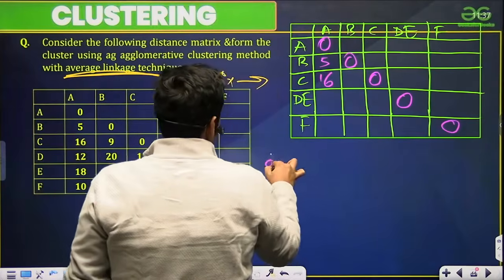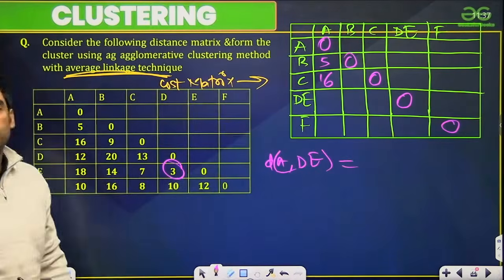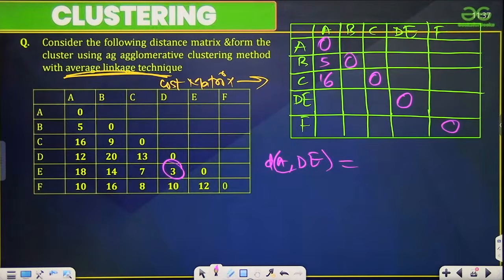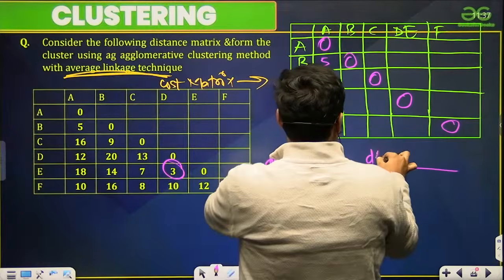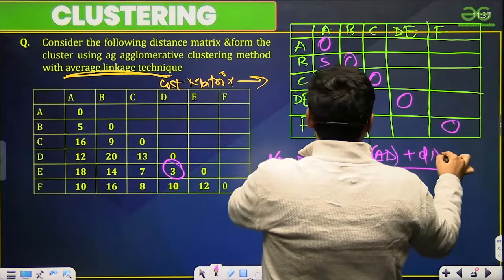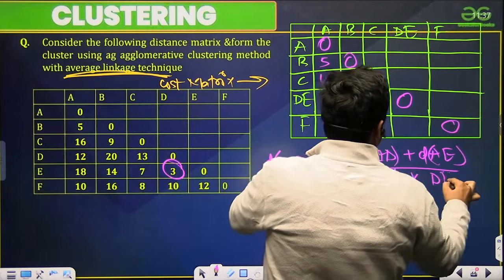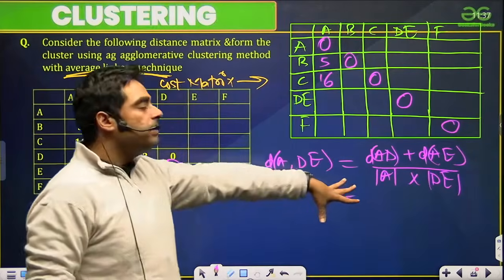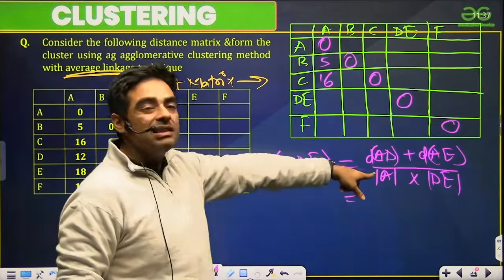Now I have to calculate the distance of element A from cluster DE. So guys, you have to remember, whenever we calculate this, you should calculate the distance of element A from D plus element A from E, upon the number of elements in cluster A into the number of elements in cluster DE. This is how the distance is calculated. You have to remember it, बेटा, ये आपको रटना है, थोड़ा सा एक बार याद कर लो.